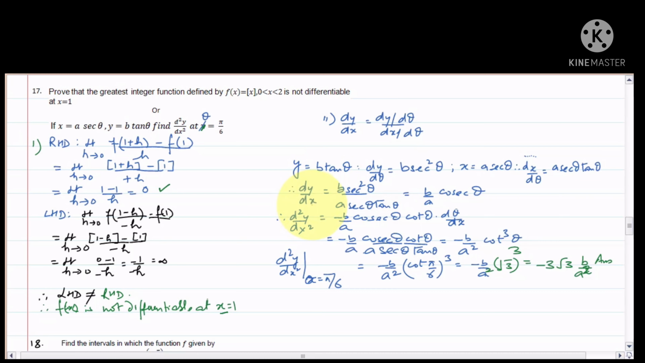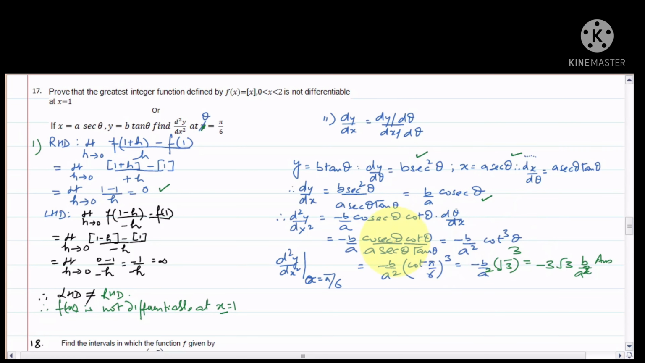dy by dx is dy by d theta upon dx by d theta, and it gives us b by a cosec theta. Again differentiating it, that means the second order derivative. So it will be the differential of cosec theta, which is minus cosec theta cot theta, into d theta by dx. D theta by dx we know from here. It will be 1 by a sec theta tan theta, and manipulating this we get the value as minus b by a square cot cube theta.